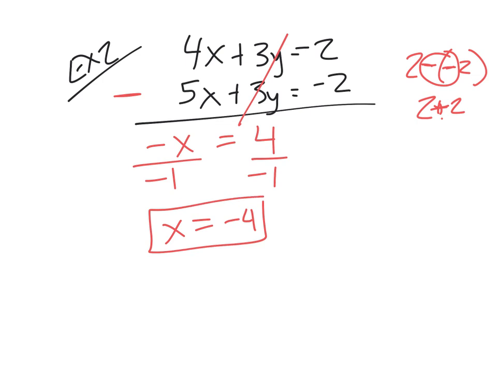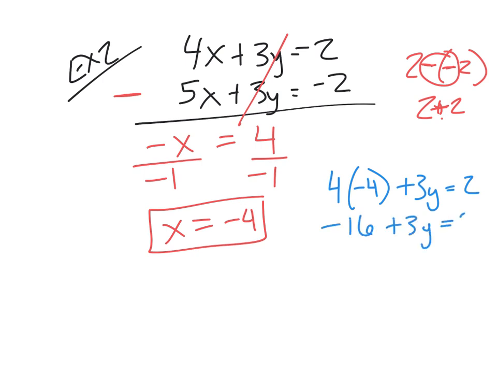Now I've solved for my x variable. Good so far? Okay, so now I'm going to plug that negative 4 into the x in one of these equations. Again, I like working with positive numbers, so I'm going to use the top equation. So I have 4, open parenthesis, plug in the x value that I got, plus 3y equals 2. 4 times negative 4 is negative 16. And then to move the 16, I just add it. I get 3y equals 18.